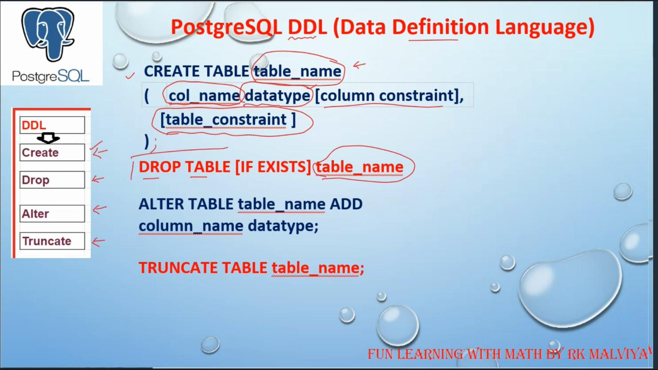But if you want to drop only if it exists, so that it should not fail. If you don't have the table and you run the command drop table with the table name, it will say table does not exist. But if you want to check and then drop, there is the optional if exists. So you can write drop table if exists and the table name. So it will drop your table.